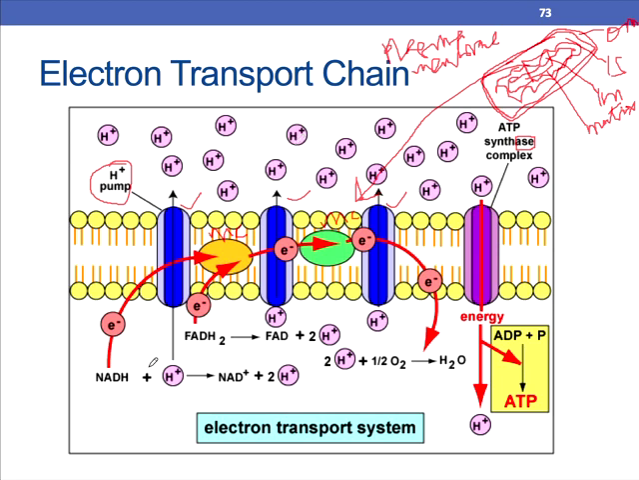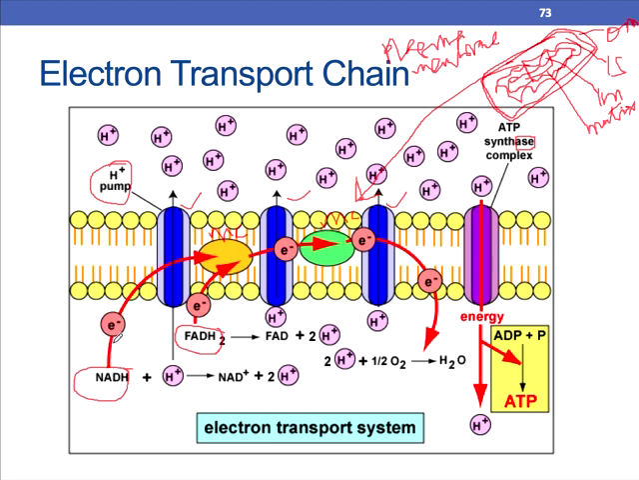So you have charged molecules from the Krebs cycle, NADH and FADH2, with very high energy electrons in them, and these have to be harnessed in order to synthesize ATP. Now, for that to happen, these molecules are oxidized. So they are oxidized by the removal of the electrons.